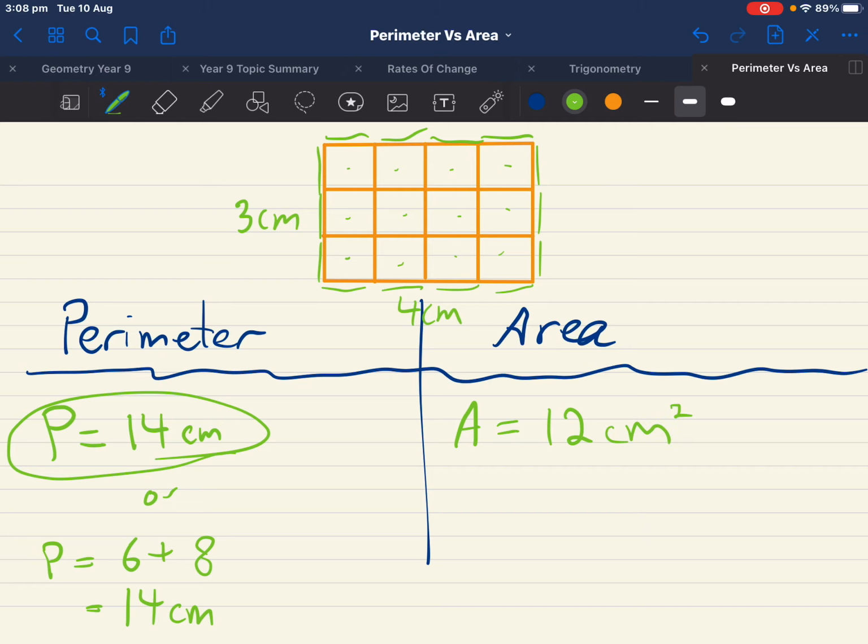Notice for this one, the perimeter was larger than the area, right? They're not going to be the same. Sometimes they are, sometimes they aren't. In this particular case, the perimeter was larger than the area, but that's not always the case.